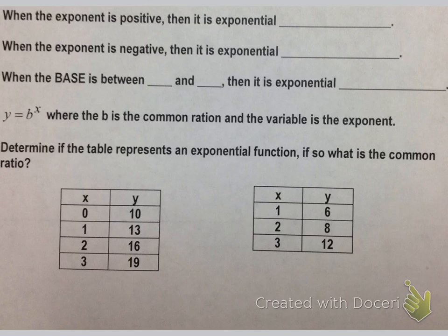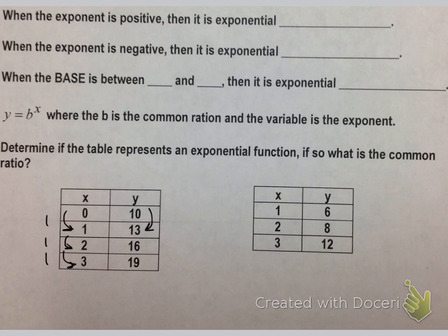Okay, so now we're going to determine if the table represents an exponential function, and if so, what is the common ratio? So let's determine if it's an exponential function. The first one: 0 to 1, 1 to 2, and 2 to 3. So they're all 1s. Now let's look at the other side.